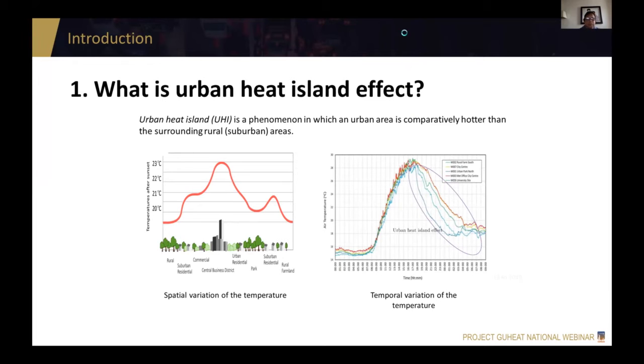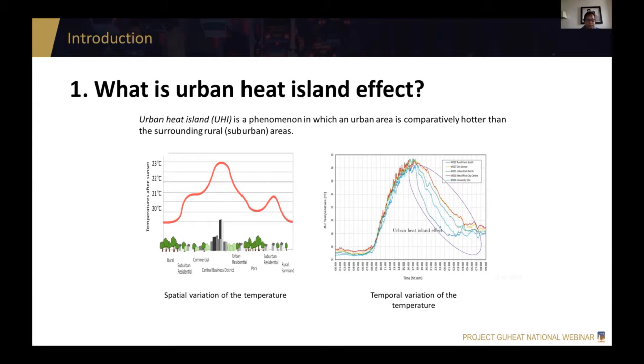Now, what is urban heat island effect? Urban heat island, or UHI in short, is a phenomenon in which an urban area is comparatively hotter than the surrounding or adjoining suburban areas or rural areas.